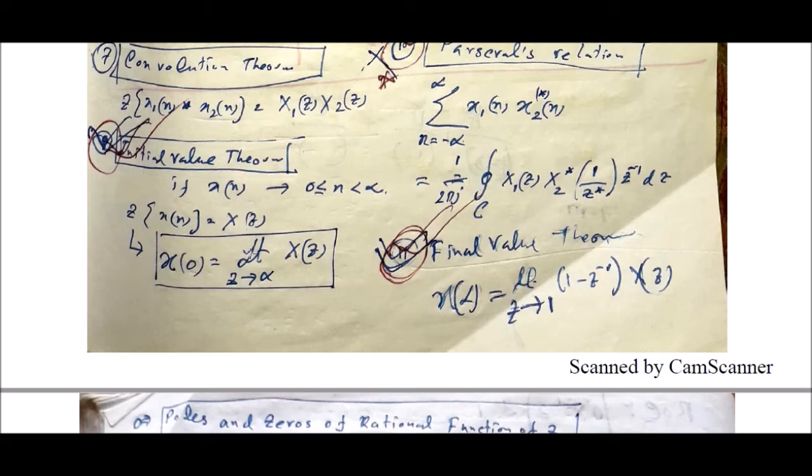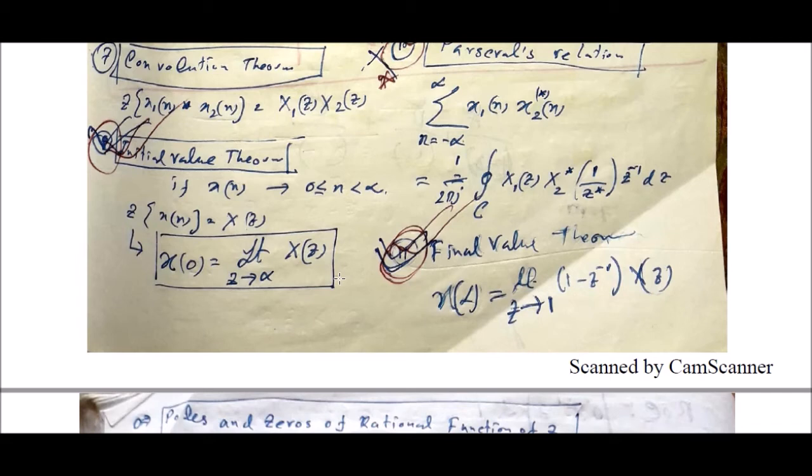x(0) will always be equal to the limit of z tending to infinity of X(z). If you find this value, it will simply be the first sample value of the time domain signal. It is called the initial value theorem. Use it for all such problems where you have to find the first sample of the time domain signal where the Z transform version is given to you.